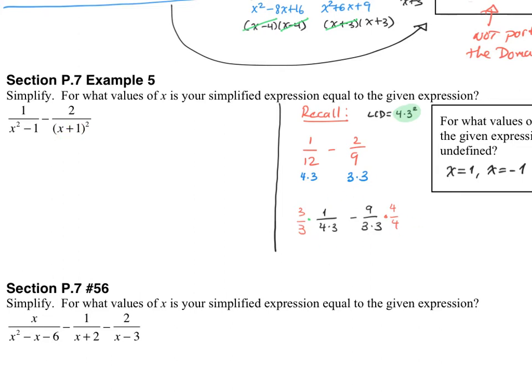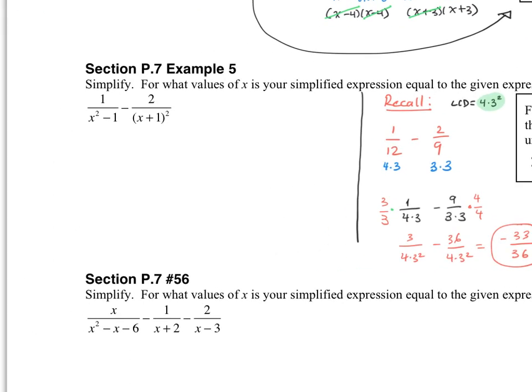You use this method. All right, so then from here you will have 3 over 4 times 3 squared minus 8 over 4 times 3 squared. And then just simplify. So this will be minus 5 over 4 times 9, which is 36. And that's the answer. So that's literally what we're going to do here. So first we're going to factor. This will be x minus 1 times x plus 1, because that's a difference of squares. And this will be x plus 1 times x plus 1, or x plus 1 squared.